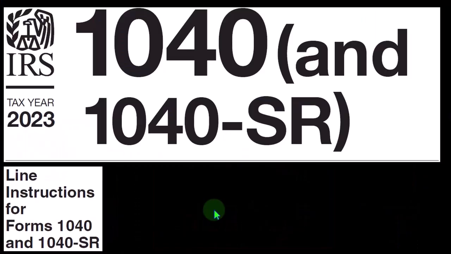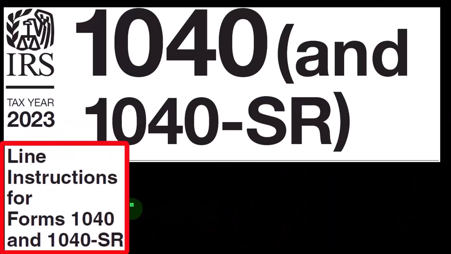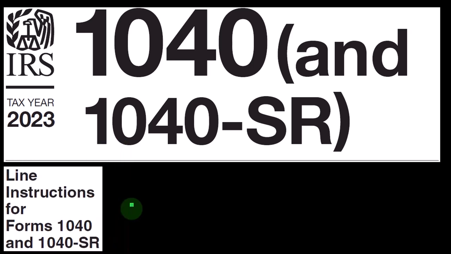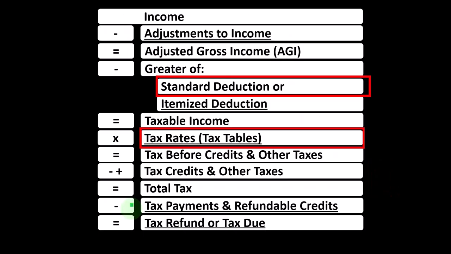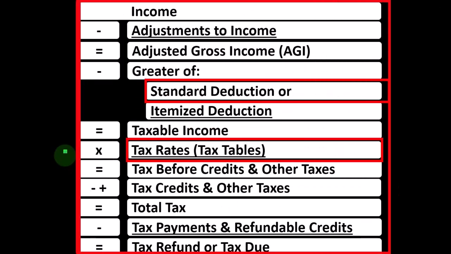2023-2024. Most of this information can be found in the line instructions section of Form 1040 instructions tax year 2023, which you can find on the IRS website, irs.gov. We're considering filing status now, such as single versus married versus head of household and so on.